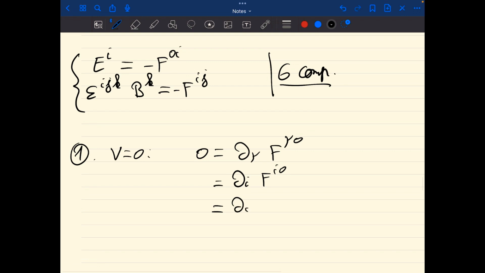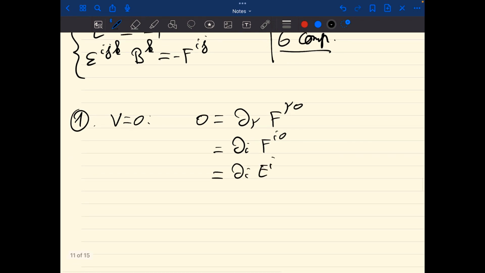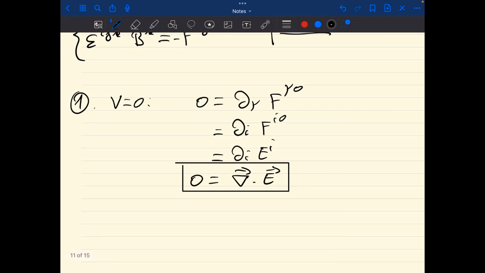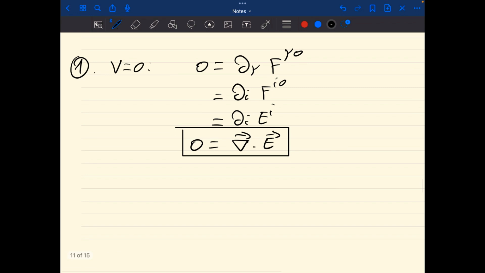So that's exactly the first equation, which can also be written as 0 equals the divergence of the electric field, which is the most familiar form that you write this equation in classical mechanics. So that's the first term.